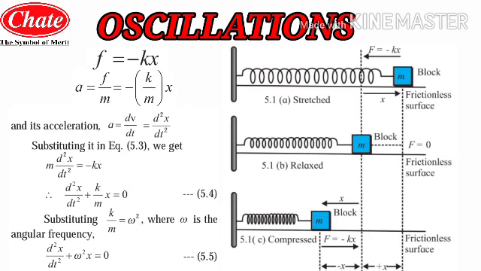Now after that we will substitute the value of k by m equal to omega square, where omega is the angular frequency. So this value we have to put in the equation. We will get d square x upon dt square plus omega square x equal to 0. And don't forget students, the symbol used for the angular frequency is omega. So the entire differential equation for the SHM will be d square x upon dt square plus omega square x equal to 0.